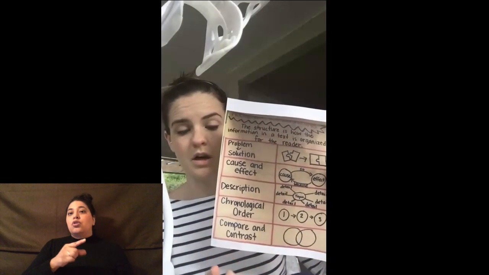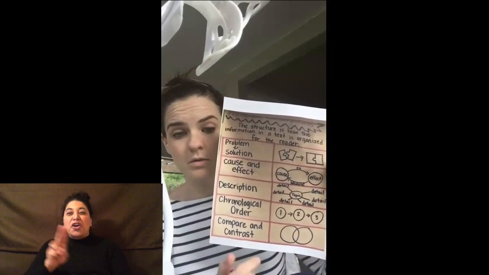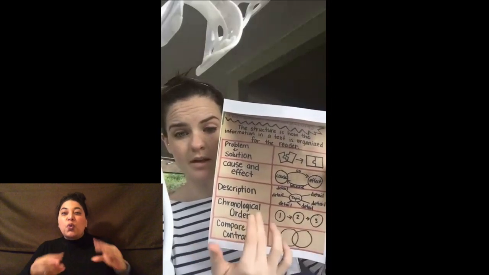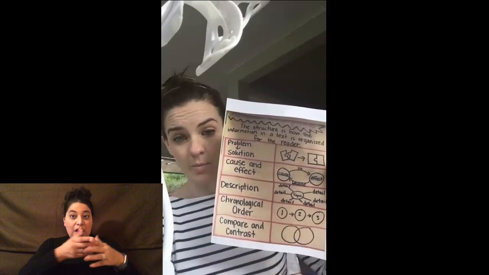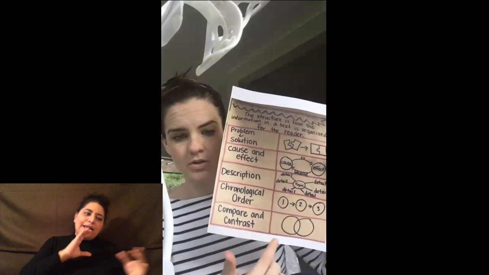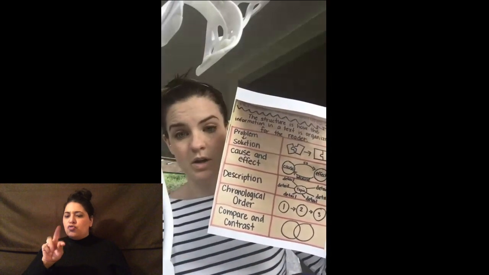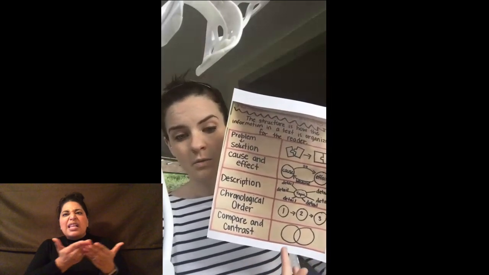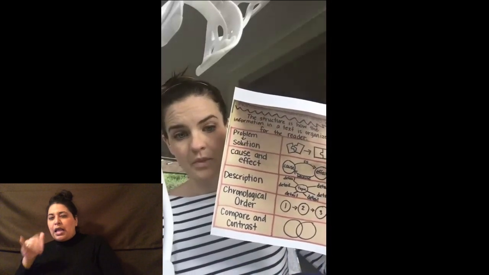Chronological order is used a lot for biographies, where it's kind of like a timeline. We see that events happen in the order that they happened in real life. And then compare and contrast is when you talk about how things are the same and how they're different, which is why I drew that little Venn diagram there.